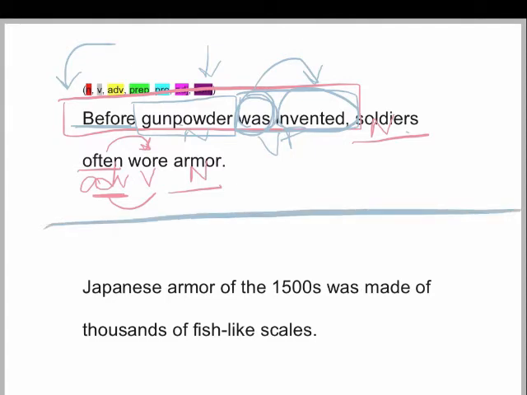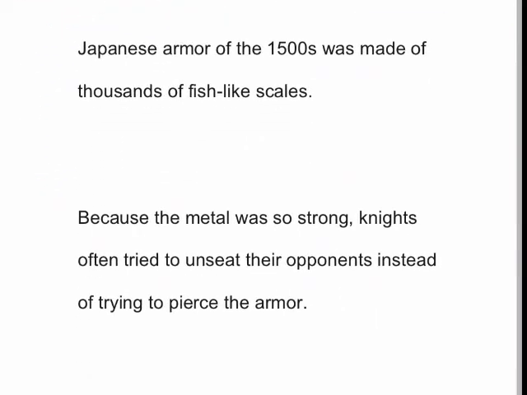Let's move on to your next one. Let's do it again. What is the subject of this particular sentence? And what's the verb? So let's find the verb first. Here we have was made. And you've got your verb phrase, right? Of thousands of fish-like scales. Of is a preposition. At the end of most prepositional phrases, you're going to find a noun eventually. Let's look at the end of this prepositional phrase. And sure enough, there is a noun there.